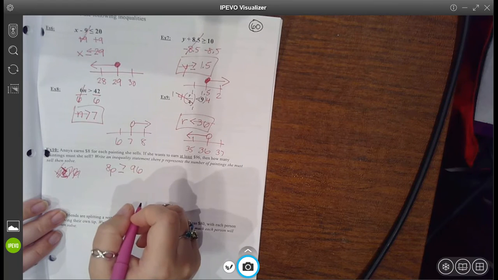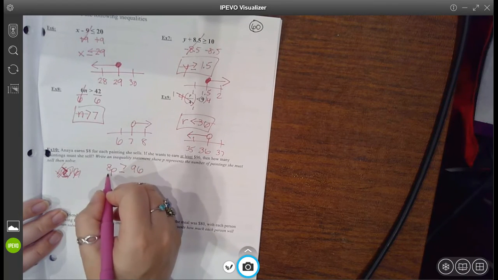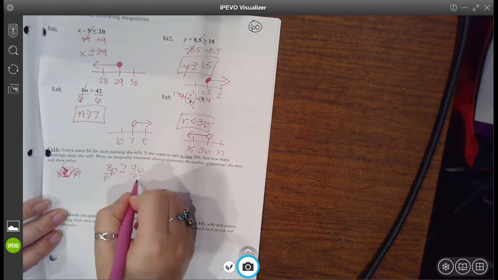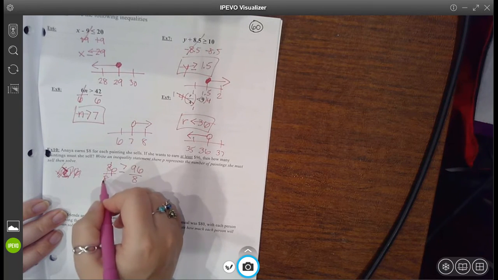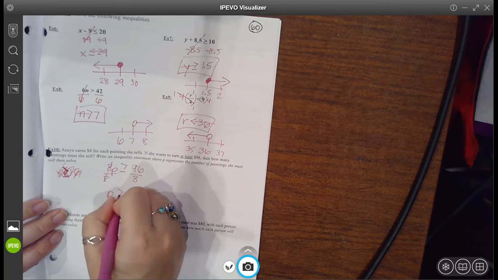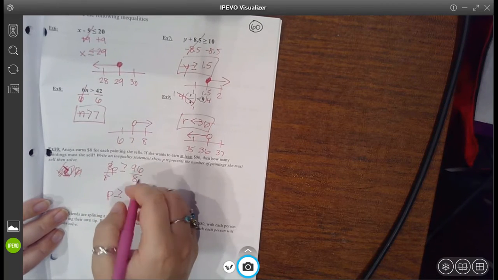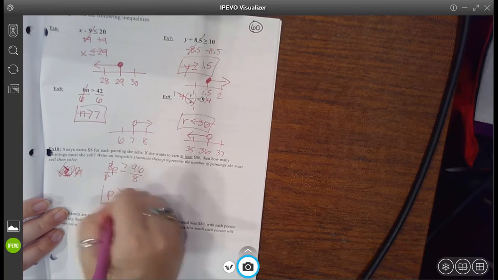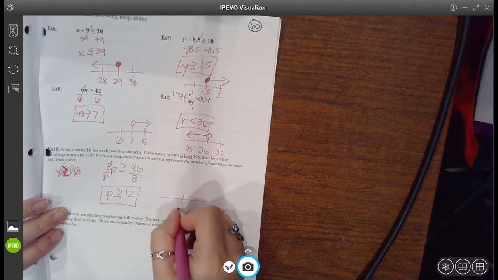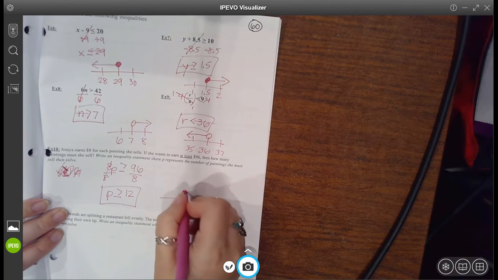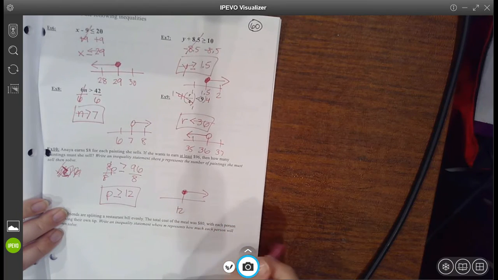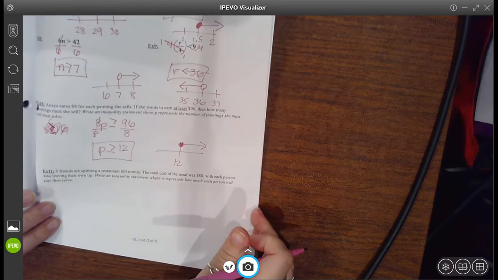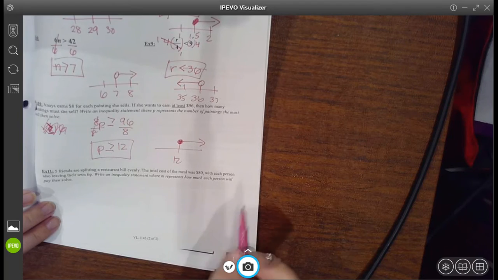Okay, now that I have my inequality, if I were to solve it, I would divide both sides by 8 so that those cancel. 8 divided by 8 is 1. 1 times p is p. Bring down your inequality, and 96 divided by 8 is 12. And then if I graph that, okay, it could be equal to 12, but they'd prefer to sell more so that you make more money. Okay, finally, last one. You got this.